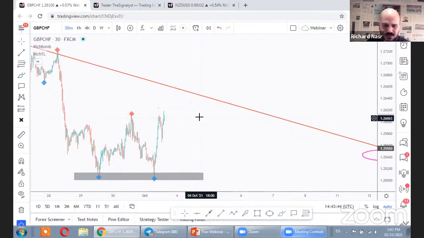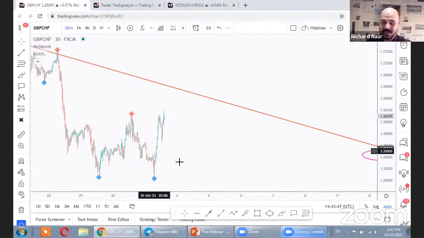That's why I don't have it even on my chart. I'm not interested, even though it's a valid double bottom from a shape perspective, but it's not a good area to look for buy setups.